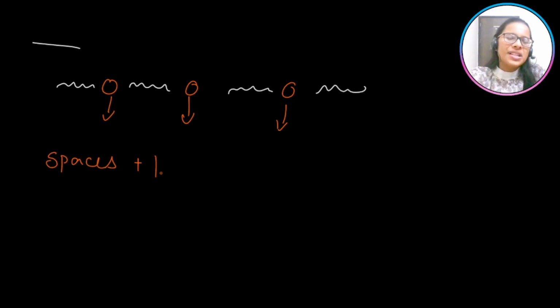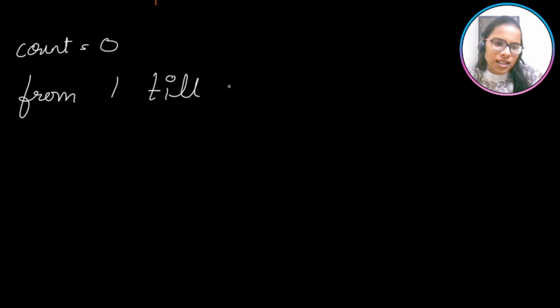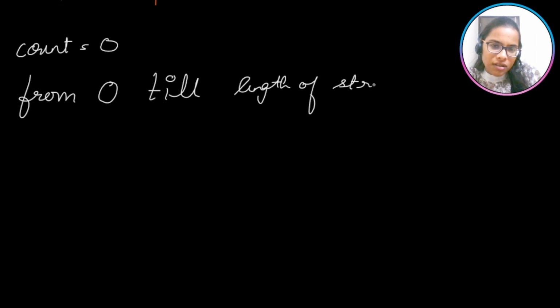So over here we need to count the number of spaces. How are we going to do it? We can just initialize a count variable first of all. So count is equal to zero, then we can run our loop from 0 till n, because all the positions in a string or an array start from 0 and not 1. So from 0 till the length of string minus 1. Why would it be length of string minus 1?